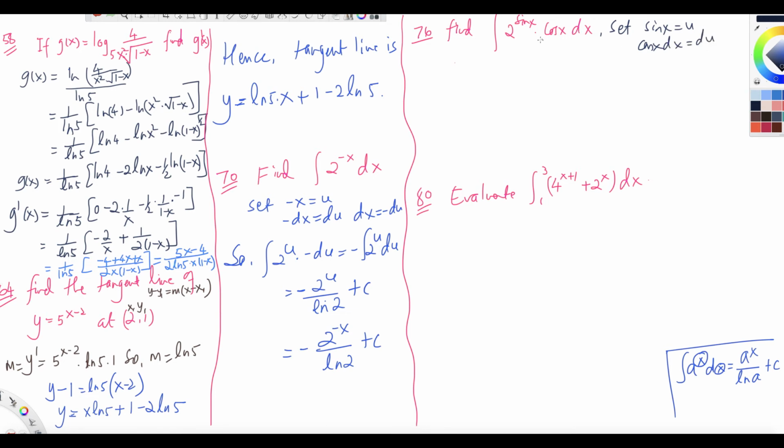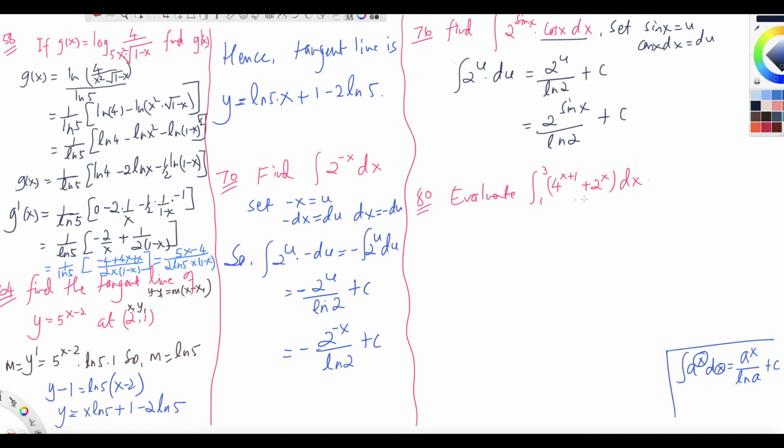So cosine of x dx will be du, so it will be 2u du, the integral of 2 to the u du, right? So what is the integral of that? It is 2 to the u over natural log of 2 plus c. So what is 2 to the u? 2 to the sine x over natural log of 2 plus c. That is the final answer of that.